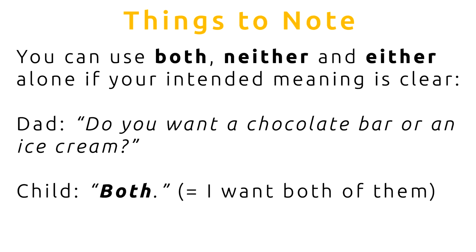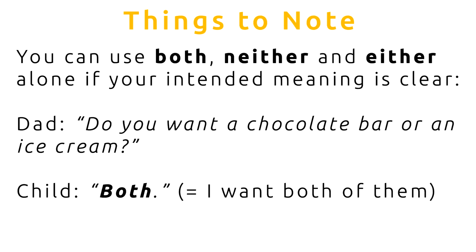Now the next thing we have to note is that you can use both, neither, and either alone if your intended meaning is clear. So this means we don't have to use a whole sentence using these words. We can simply say the word if the meaning is clear.